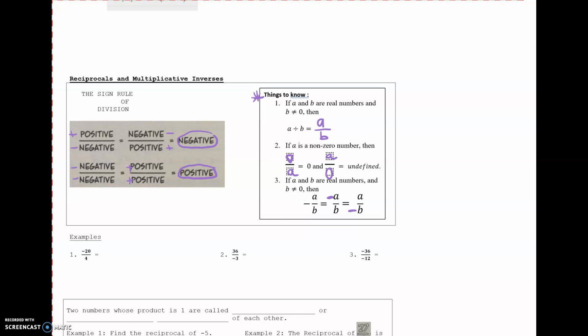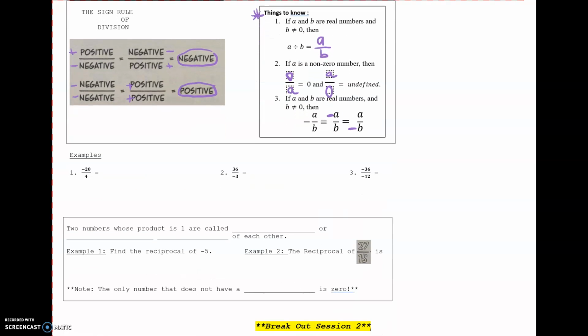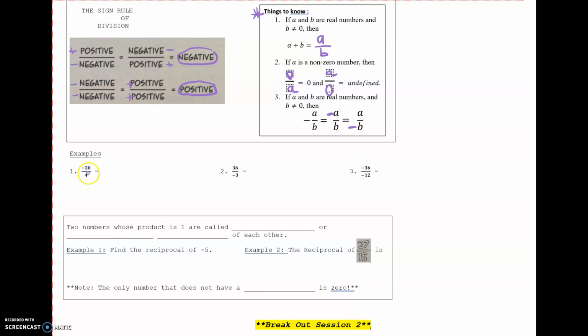Okay, so let's do a couple of examples here. I have negative 20 divided by 4, however you want to write it. So I have a negative divided by a positive, so my answer is going to end up being negative. And 20 divided by 4 is 5. So that would be my answer.